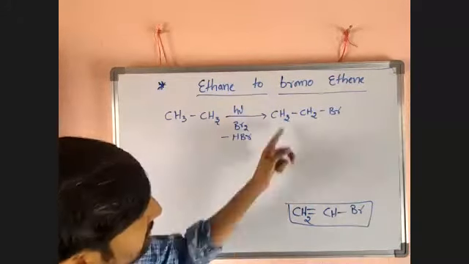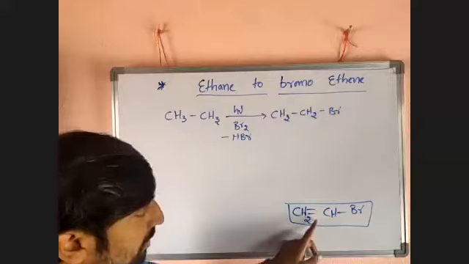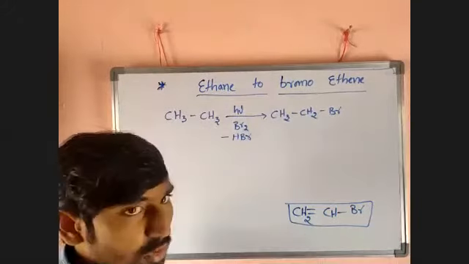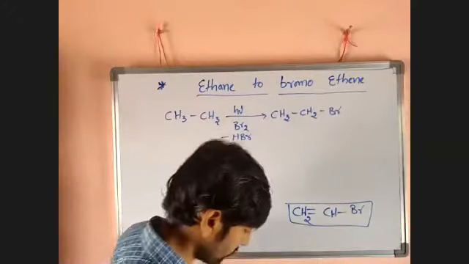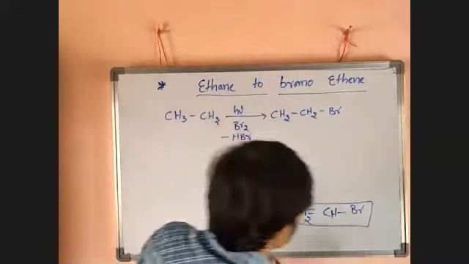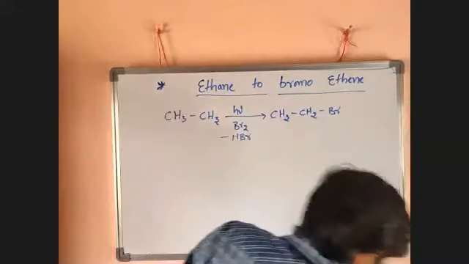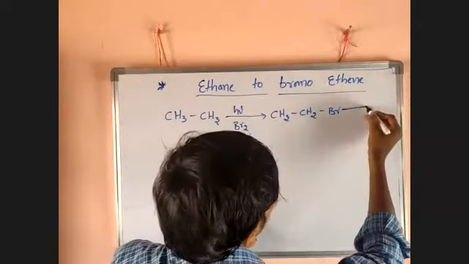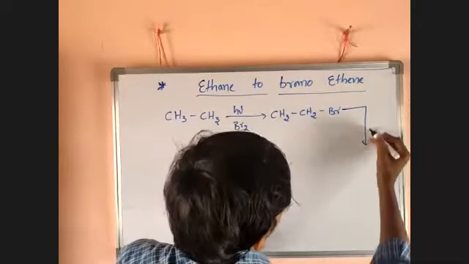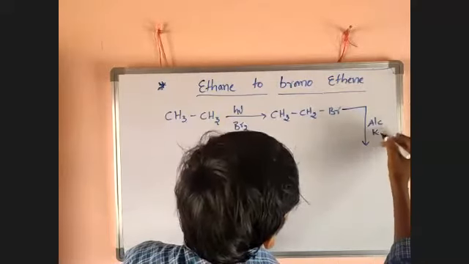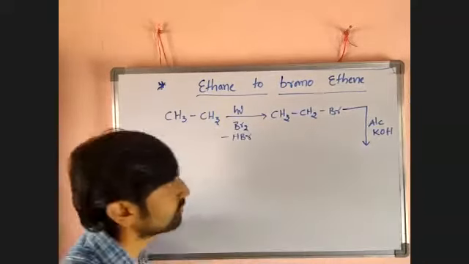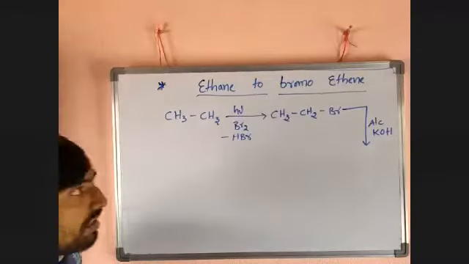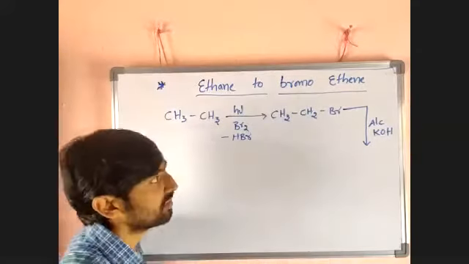It is not like that, because a double bond is there. We want to convert to bromoethene. Now, how to treat that one? I want to take it this way: alc. KOH. Alc. means, don't write, look here, alc. means alcoholic KOH.